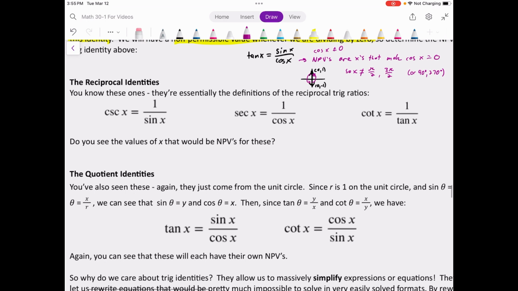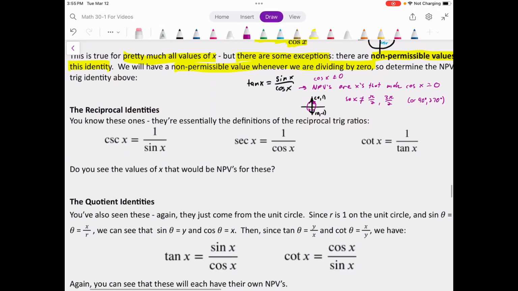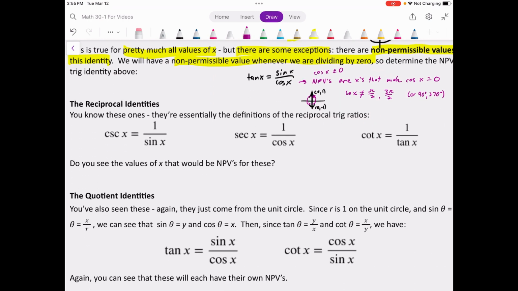All right, so let's take a look at some more identities, because that was also an identity. The reciprocal identities, you know these ones, they're just the definitions of the reciprocal trig ratios. By the way, all of these identities are on your formula sheet. You're going to want to have that handy, especially when we do the next lesson and we get some more complicated identities. These are really nice to have ready to reference when needed. These are just the definitions of the reciprocal trig ratios. They hold, they are true, no matter what x is. That makes them identities. They are always true.